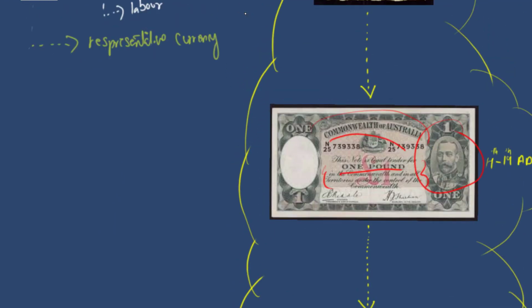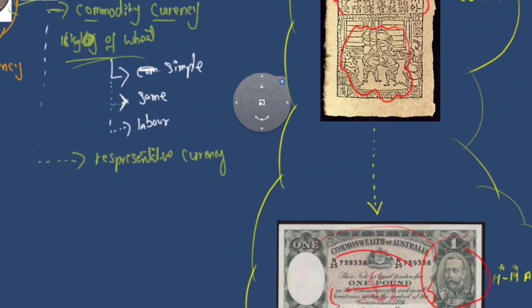And now we can get to the functions of money. Function of money as something to be called money, something to be called a currency. They need to have four properties. The first one is that they must be a medium of exchange. Means these currencies must be used by the majority of the population.